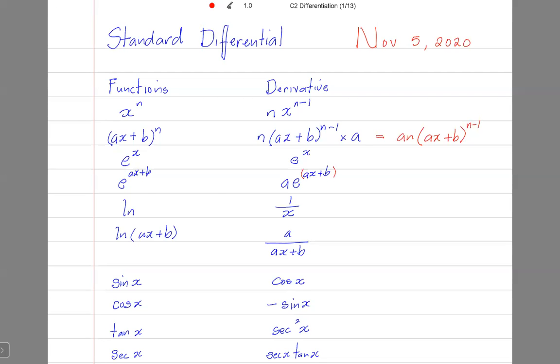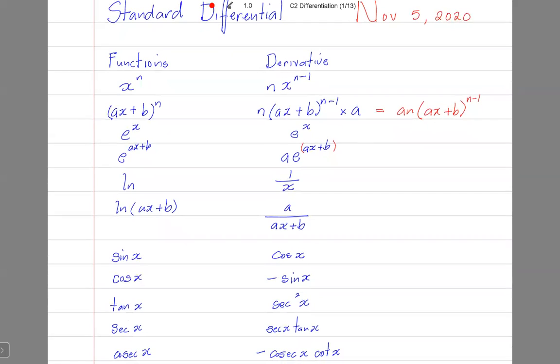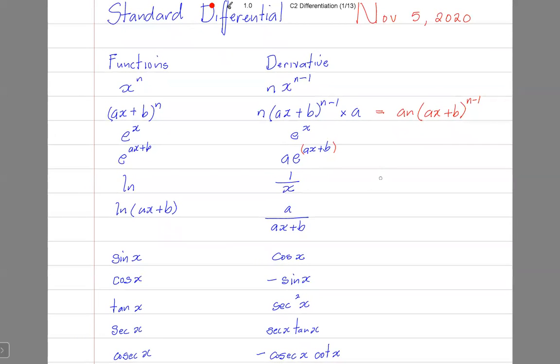If you differentiate ln x, you get 1 over x. Of course, everybody should remember that ln is the same as saying log to the base e. Does everybody remember that? Yes. So ln is log to the base e. If you differentiate ln x, you get 1 over x.